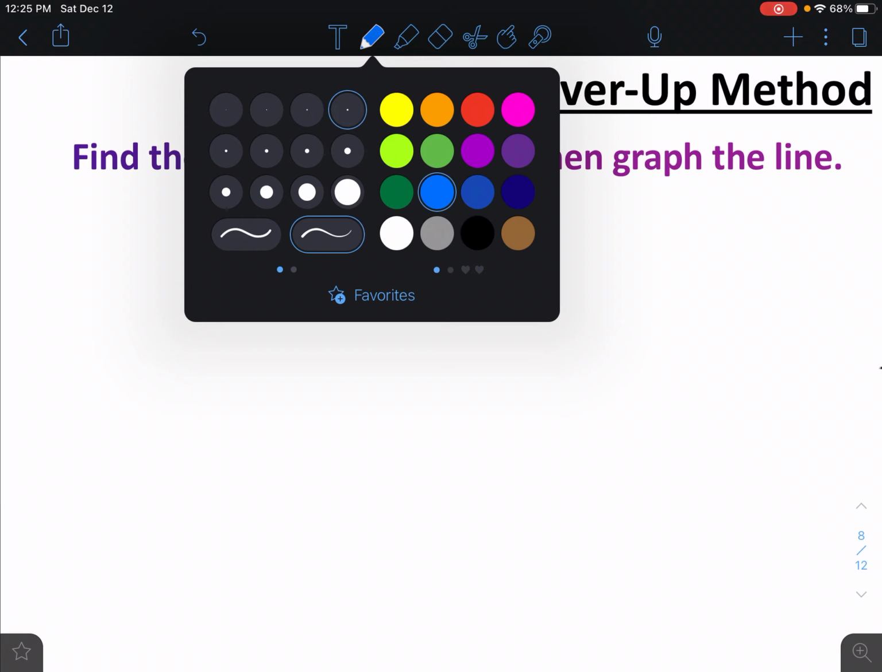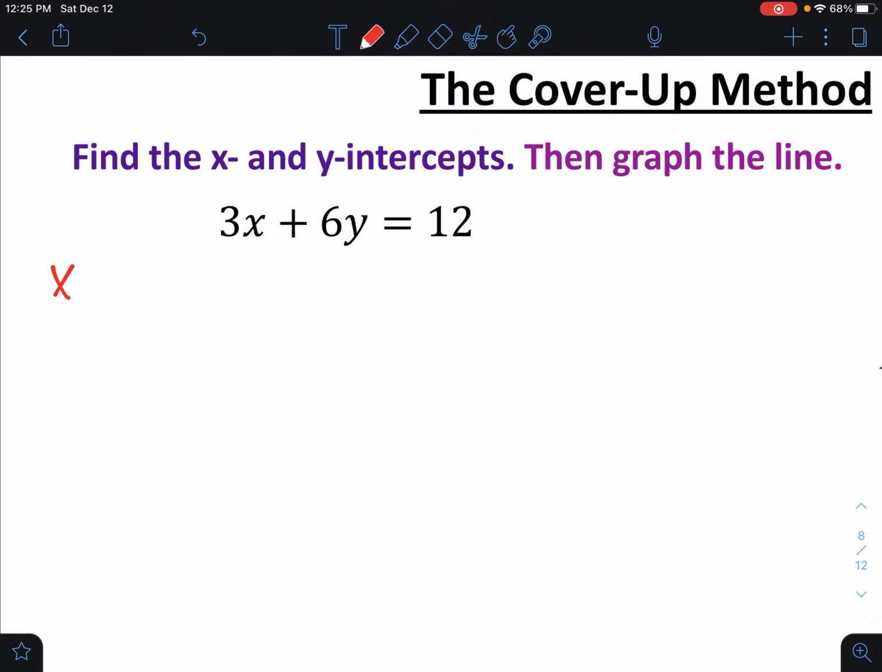Here we go. We're going to do our x-intercept first. What do we do to find our x-intercept? We plug in y equals 0. I'm going to write this over here right away. And then we're going to find our y-intercept. And how do we do that? We plug in x equals 0. That's all those y-intercepts have, an x value of 0.